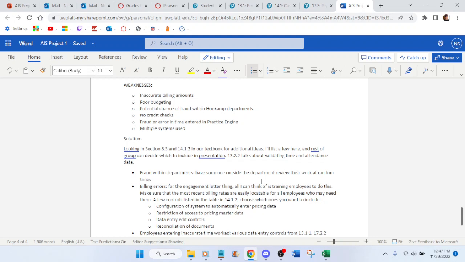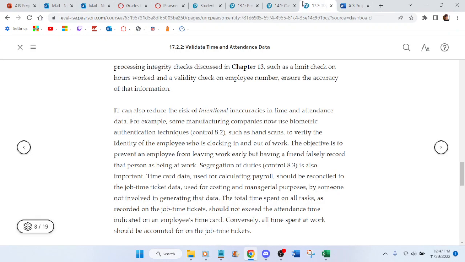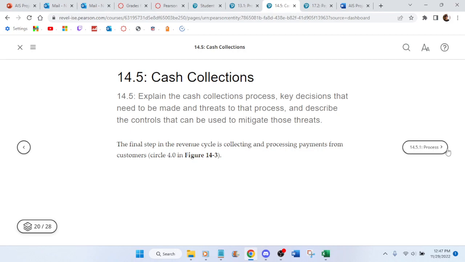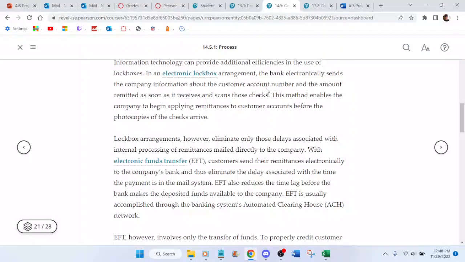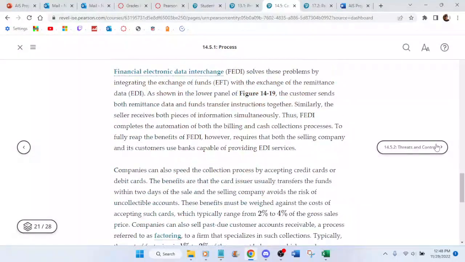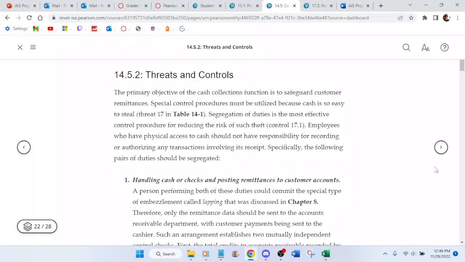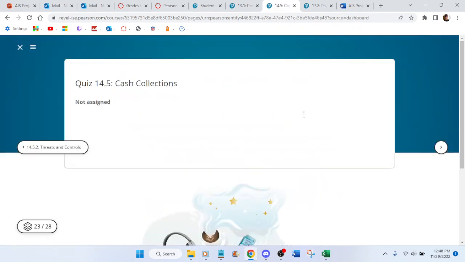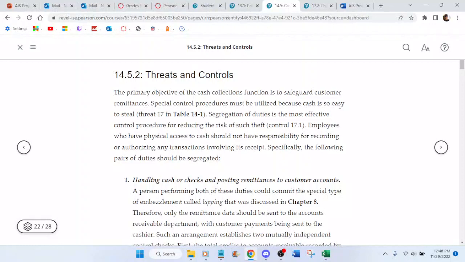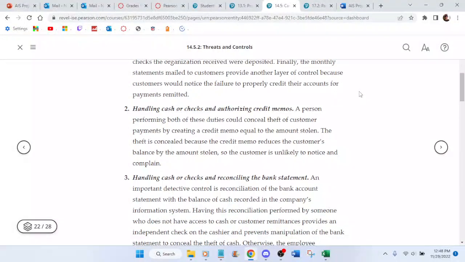Let's see here. What I'm looking for is the last one, which is cash collections. So we have cash collections. I mean, that's a problem. We already looked at that, but we were going to look at the poor budgeting thing, because basically cash. It must be here. Safeguard customer remittances. It's not really about the cash being lost. It's about the fact that you're poorly budgeting. Like handling cash or checks.